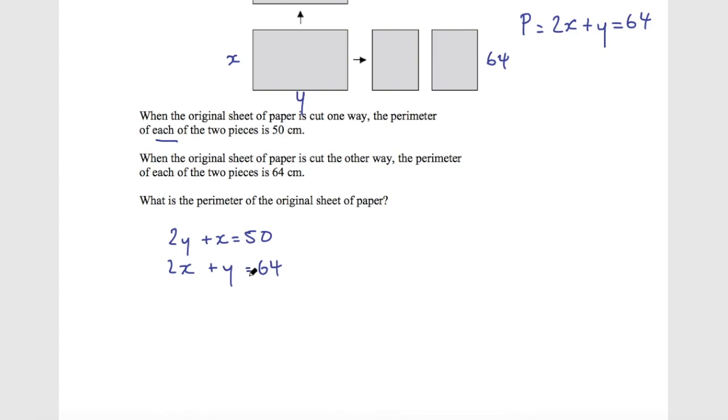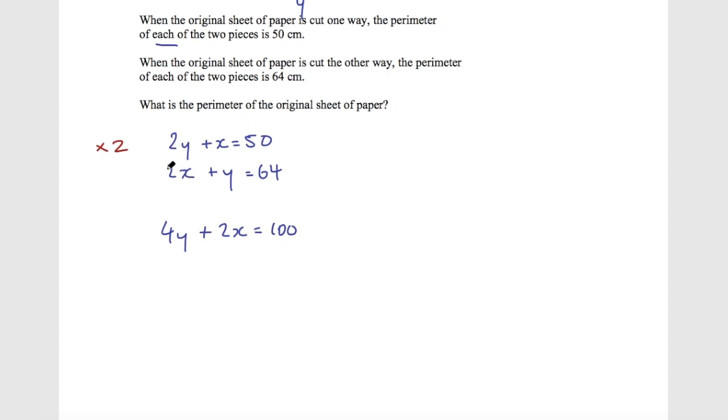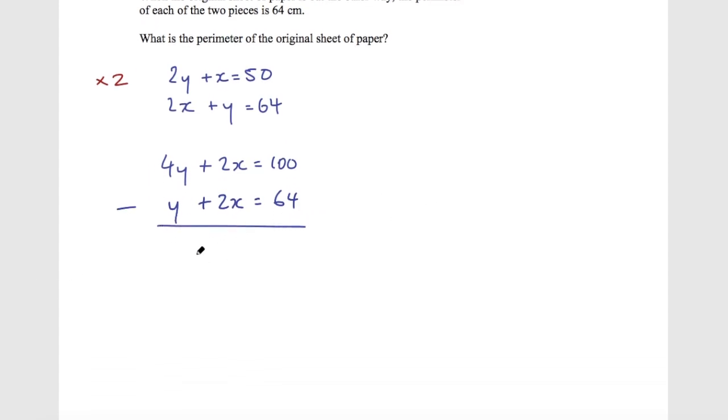Alright, I'm going to multiply one of these by 2, and I'm going to pick this one just because it's easier to multiply 50 by 2. So what I get is 4y plus 2x equals 100. So I've multiplied that whole equation by 2, and I'm leaving that one as it is, so that's going to be y plus 2x equals 64. I've just rearranged it so the x's are above each other, and then I can subtract those equations.